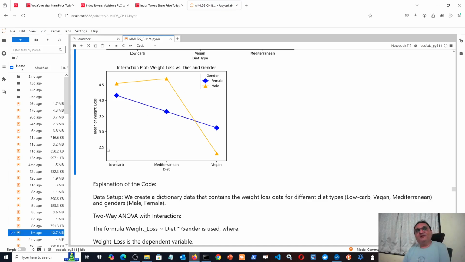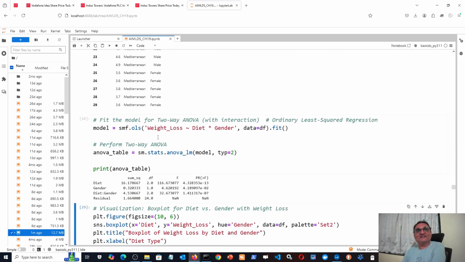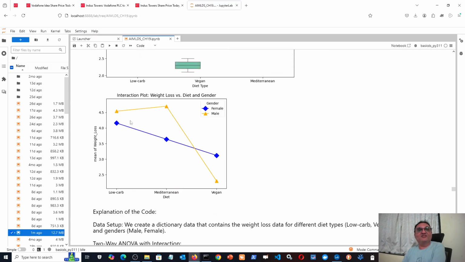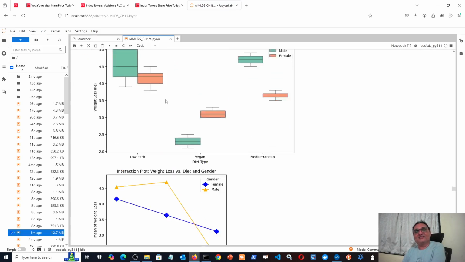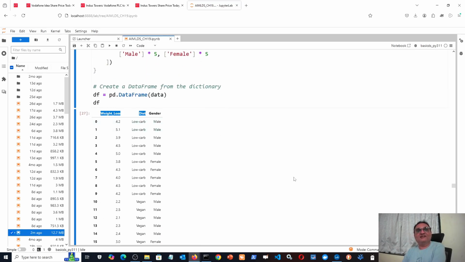Do not interact with female means what? Male do not interact with female so far as their relationship with weight loss is concerned. So I said that diet affects the weight loss, but its effect is also modified by gender. Now, whether it is modified by gender or not, if these two lines do not intersect anywhere, parallel lines, then you will say that no, gender does not modify the relationship between weight loss and diet.